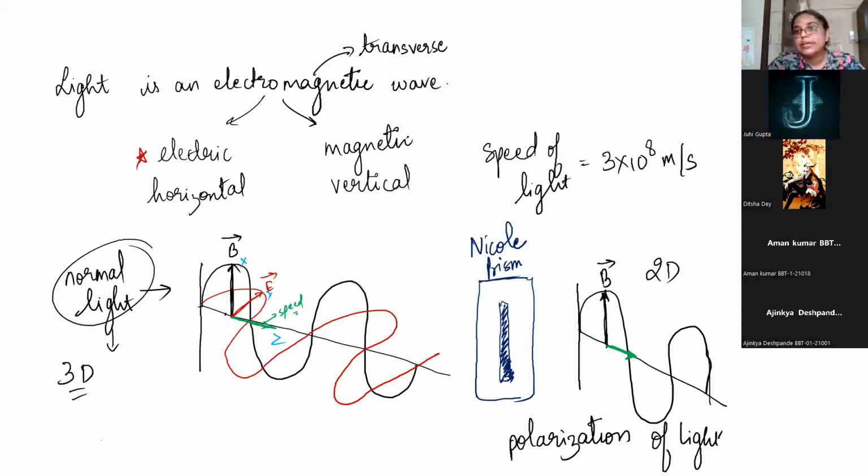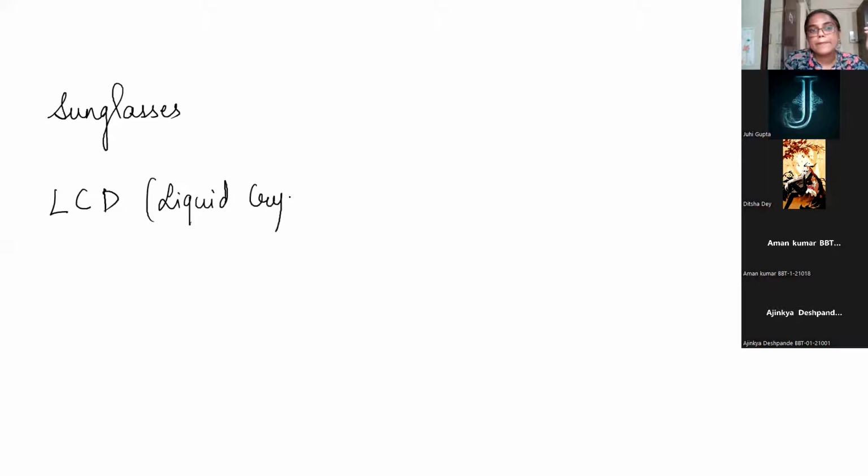Now what are the applications? What is the requirement of converting 3D into 2D? I mean, everything is fine. Why do you want to convert it? Because there are certain applications, certain technology which has come into the modern era where this is a very good application. See, where do you find? So there are certain sunglasses. There is something which is known as LCD. You know what is LCD? Yes, ma'am. Liquid crystal display. Yes, display.